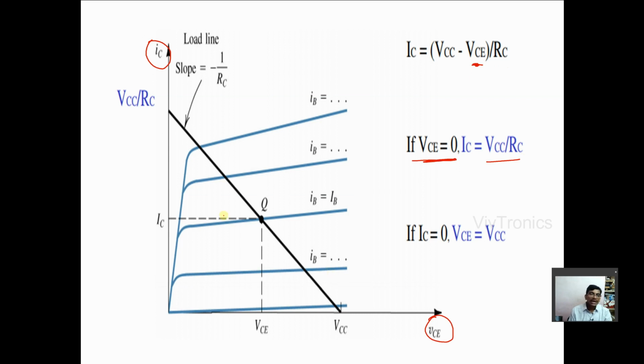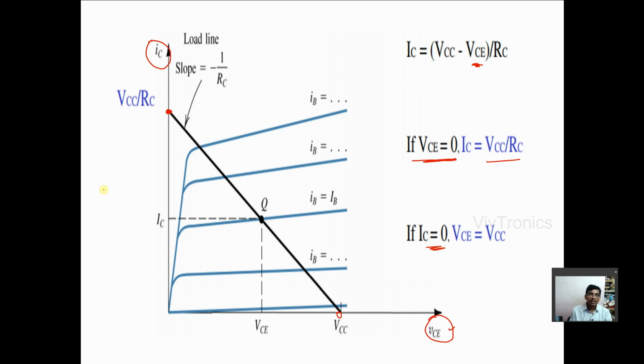The load line will contain 2 points, one on the y-axis and another on the x-axis. We can get the y-axis point by keeping the x term as 0. Here VCE is the x term, so we keep VCE as 0. Then we get IC is equal to VCC by RC. That is the point on the y-axis for the load line.